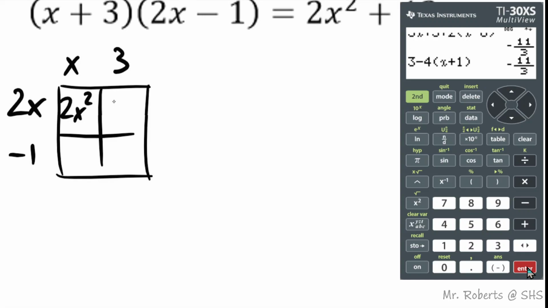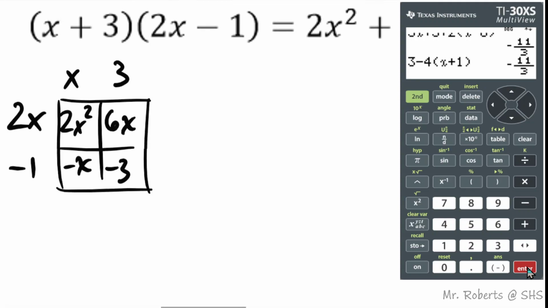Then the one next to that is 3 times 2x, which is going to be 6x. x times negative 1 is negative x. And 3 times negative 1 is negative 3. So the product of x plus 3 times 2x minus 1 is 2x squared plus 5x and then minus 3. Where did the 5x come from? I'm adding together negative x and positive 6x, which equals 5x.